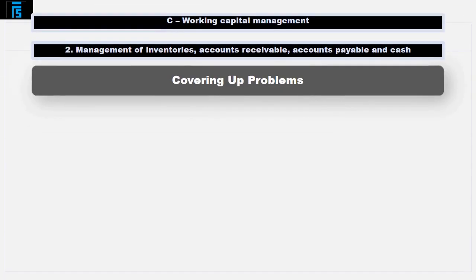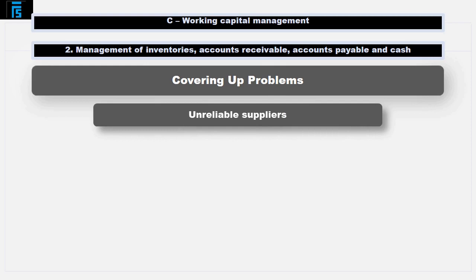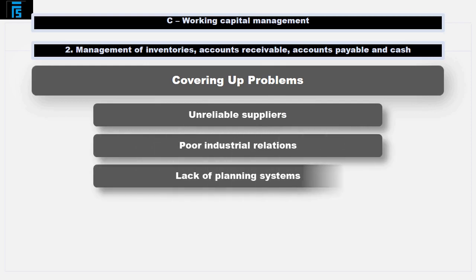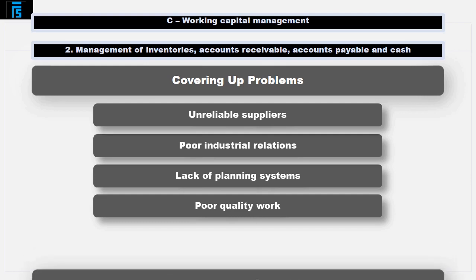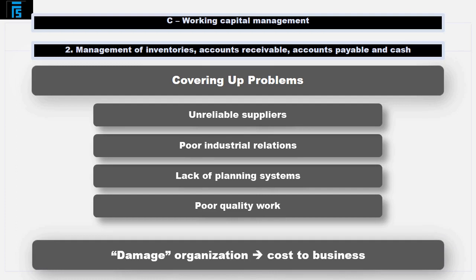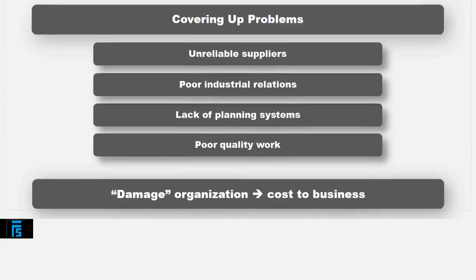Specifically, they would suggest that companies hold inventory to cover up problems or weaknesses within the business. These problems will include unreliable suppliers, poor industrial relations, lack of or poor planning systems, poor quality work leading to rework or scrappage. All of these will make the coordination of material needs and supply extremely difficult, and indeed the holding of inventories allows these inefficiencies to exist and to continue. All of these issues will damage the organisation and accordingly will represent a cost to the business that should be considered.